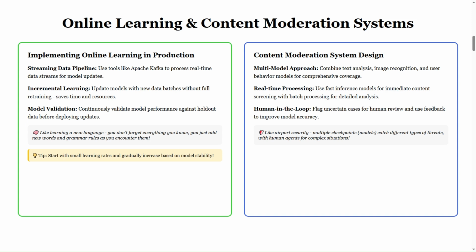Combine text analysis, image recognition, and user behavior models for comprehensive coverage. Real-time processing. Use fast inference models for immediate content screening with batch processing for detailed analysis. Human in the loop. Flag uncertain cases for human review and use feedback to improve model accuracy.